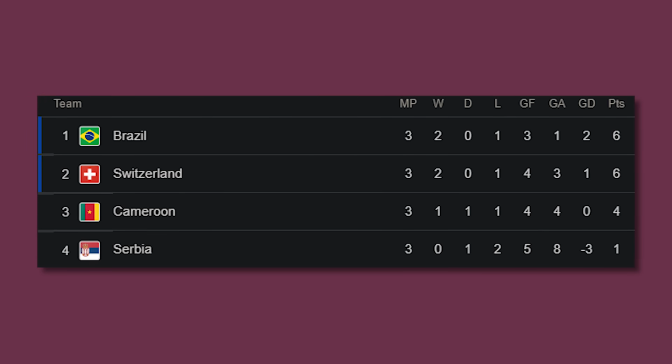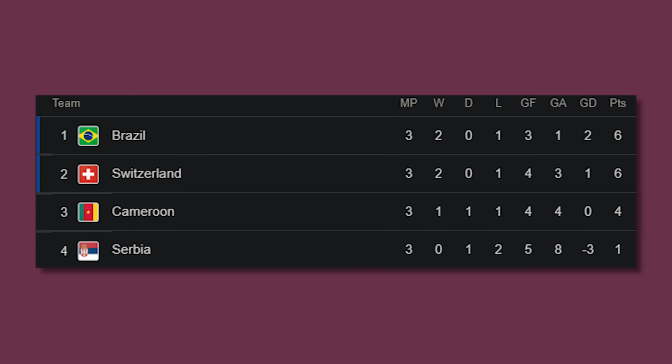Finally, we finish our last group. Brazil just win the group, and Switzerland, as mentioned before, finished runners-up. Samuel Eto'o's dream may be dead, but he can at least be very happy with the win against Brazil, while yet another dark horse finishes last in their group. Now with the groups all done, here are your round of 16 matchups.